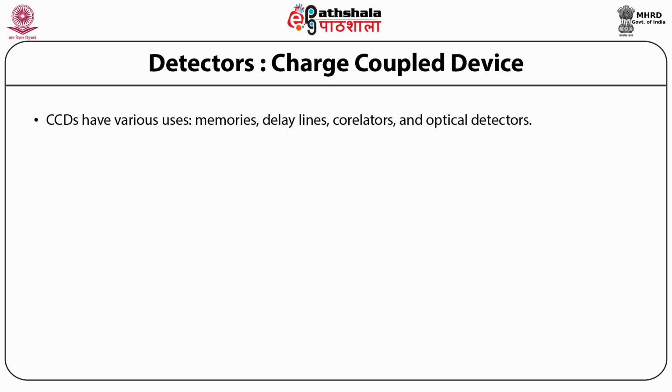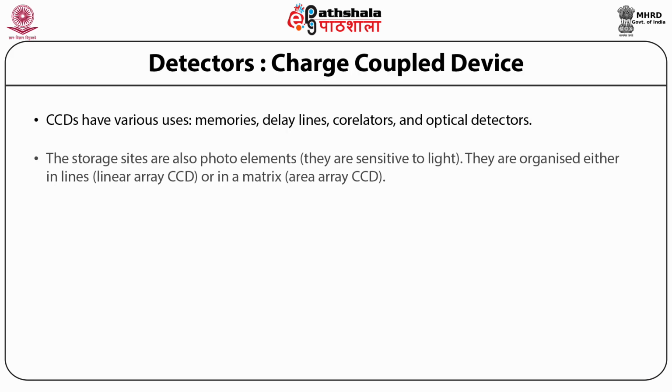CCDs have various uses: memories, delay lines, correlators, and optical detectors. The last category is of most interest here, that means the optical detectors. In a photosensitive detector with CCD registers, the electric charges are created through the photoelectric effect. The storage sites are also photoelements. They are sensitive to light. They are organized either in lines or in a matrix.